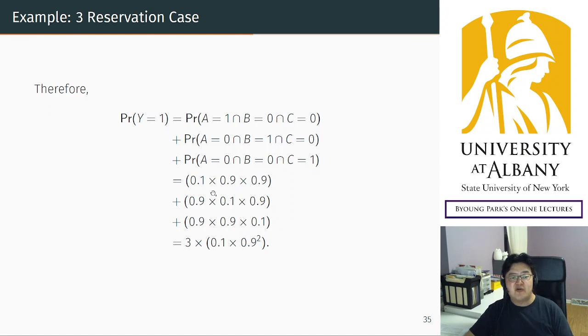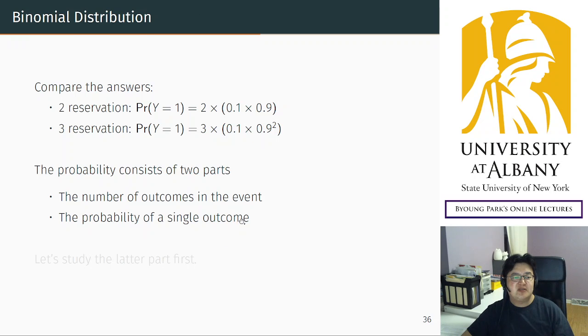However, what we can see here is that even though there are three outcomes, we do not need to calculate three different probabilities. Those three outcomes have exactly the same probability. Therefore, what we learn here is that we can separate the probability into two parts. One is the number of outcomes that correspond to this event. And the second part is the probability of a single outcome.